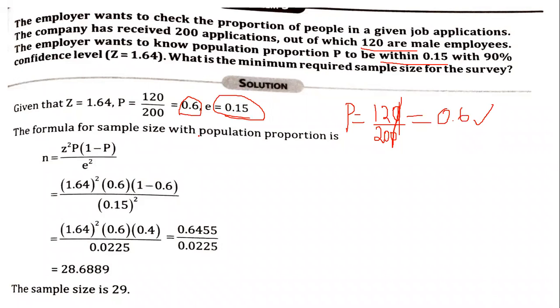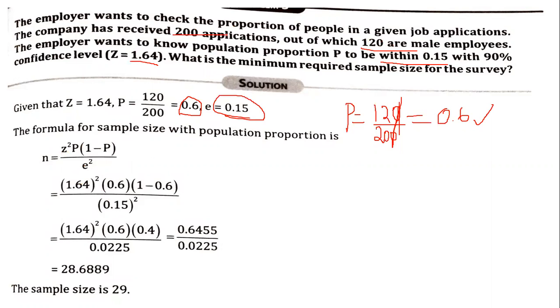Okay. Now the rest is only application of formula. So if you see the formula for this, it is n is equal to z square p into 1 minus p divided by e square. So z value is 1.64. So 1.64 square into P we have found out by the given proportion.